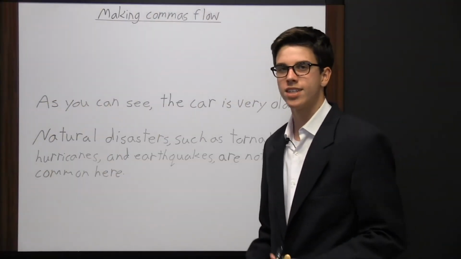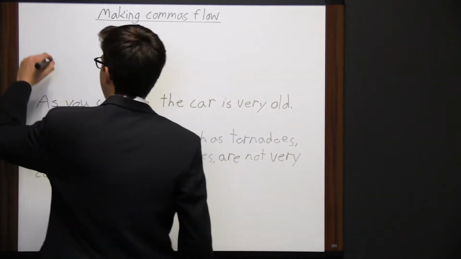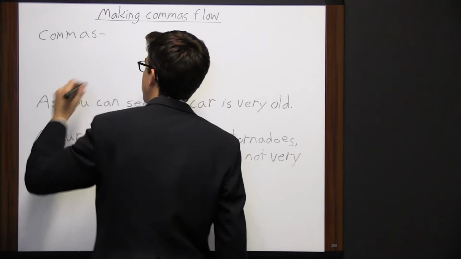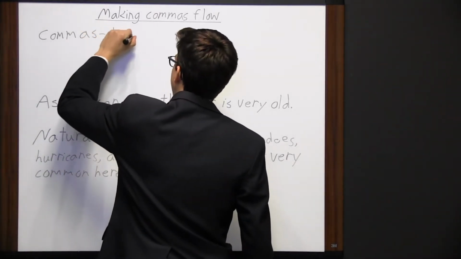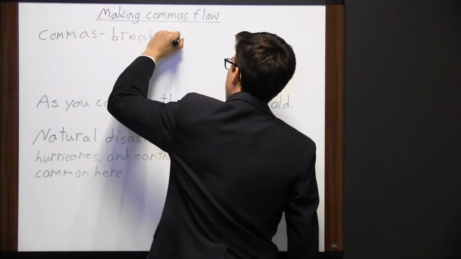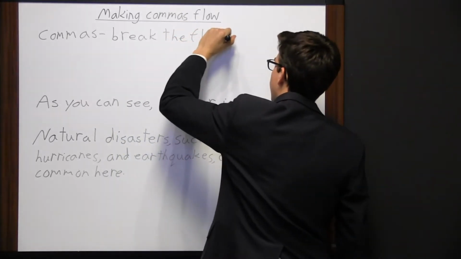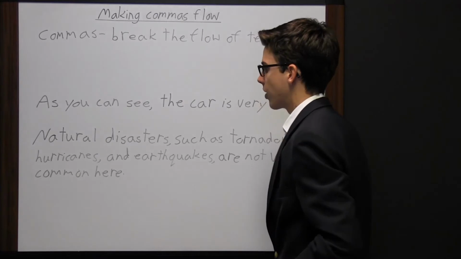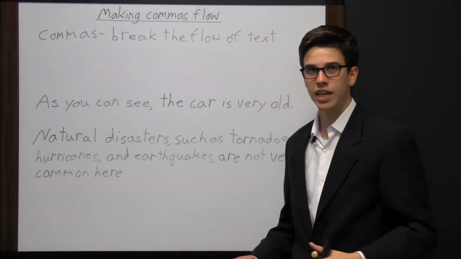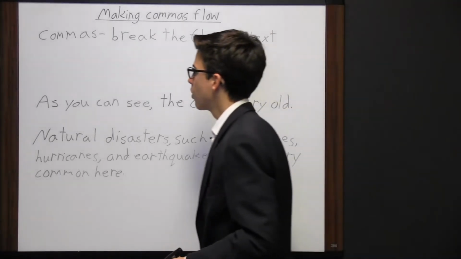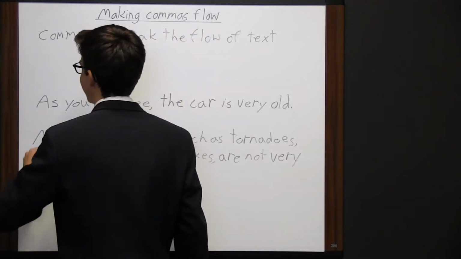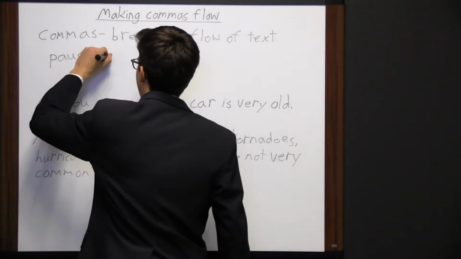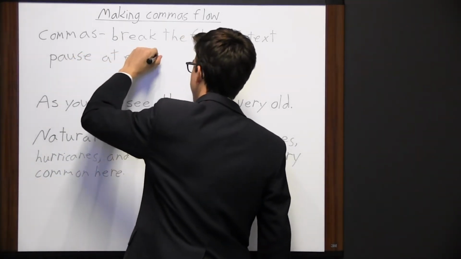A comma is there for the purpose of breaking the flow of text. So basically we could define the job of commas as to break the flow of text. So commas should come in places in sentences where we would naturally pause if we were speaking that sentence. And so one way to test whether or not a comma is necessary is to pause very deliberately at each comma when reading.